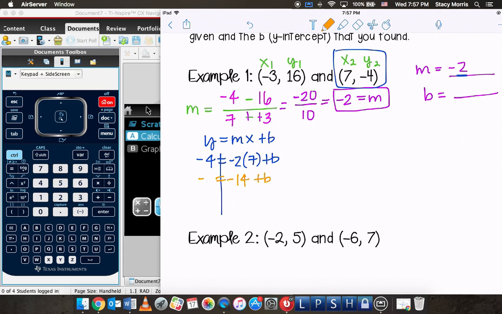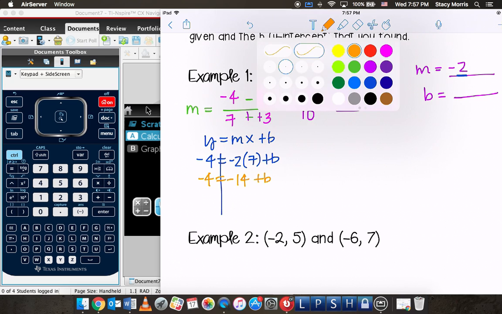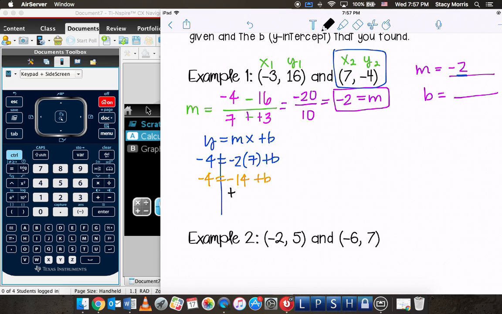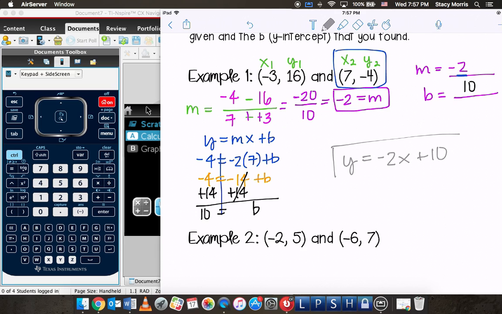Bring down my equal sign and bring down -4. So now I'm trying to get b by itself. I just need to add 14 to get it to the other side. So add 14. These cancel. I'm left with b, that's what I wanted, equals, over here, -4 plus 14 is 10. So b equals 10. So I'm almost done. The only thing I have left to do is to put it into slope-intercept form. So in slope-intercept form, y equals m is -2x plus b is 10. So that is my equation in slope-intercept form.